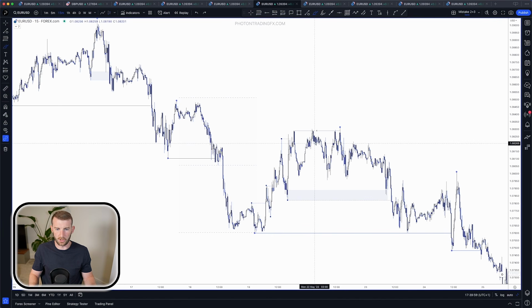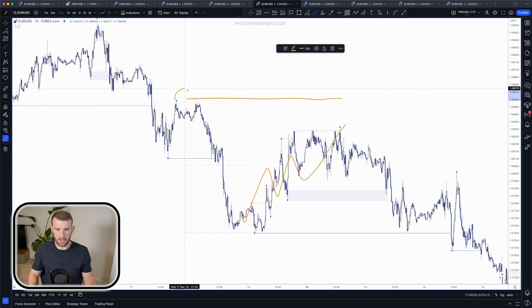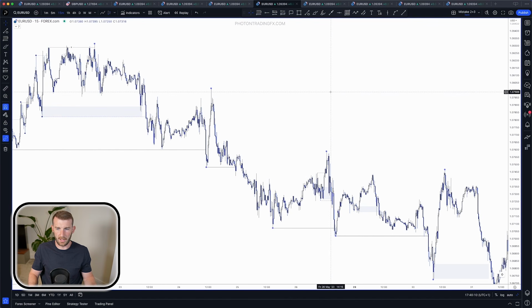Why? Because it's done its job, right? The internal structure has pulled up to premium supply near the strong swing high, and now we expect it to fail. So this is why you don't want to be trading against the objective, okay? And you'll see it again and again.